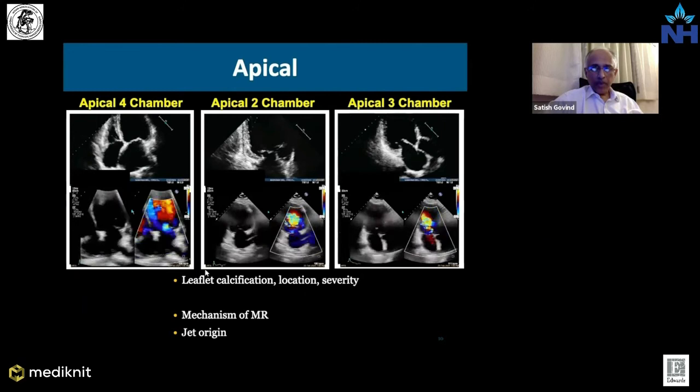And once you have done that, then the mechanism of the MR, to a large extent, by this time, you know what exactly is the mechanism. It is just something like a conclusion of what you've already seen. And then the jet origin, looking at how the jet arises. Is it a single jet, a jet direction, multiple jets? All these things should be looked at in the apical views.